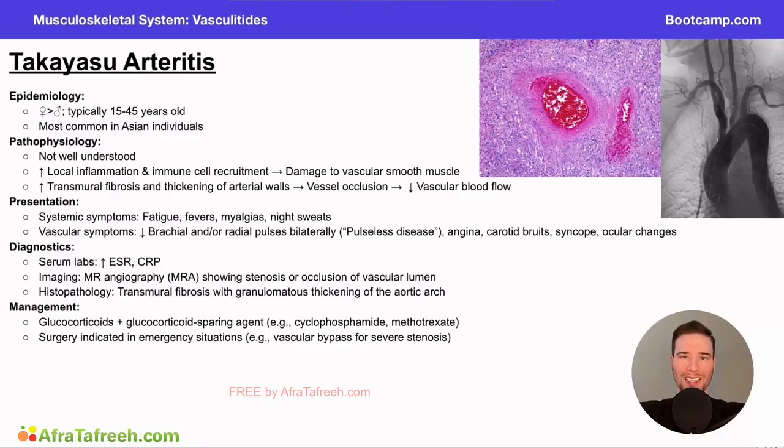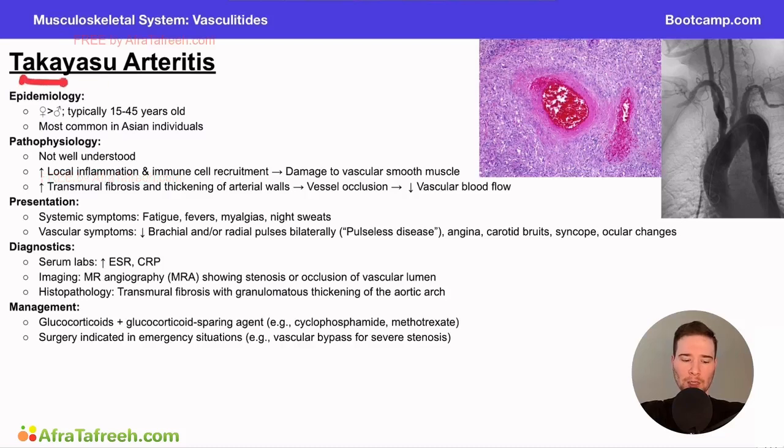Remember, when we talk about our vasculitis diseases, we're talking about a rare group of autoimmune conditions that are characterized by blood vessel inflammation, which can ultimately lead to things like ischemia, necrosis, and damage to some of our organs. Now, oftentimes we break these up into large vessel, medium vessel, or small vessel vasculitides.